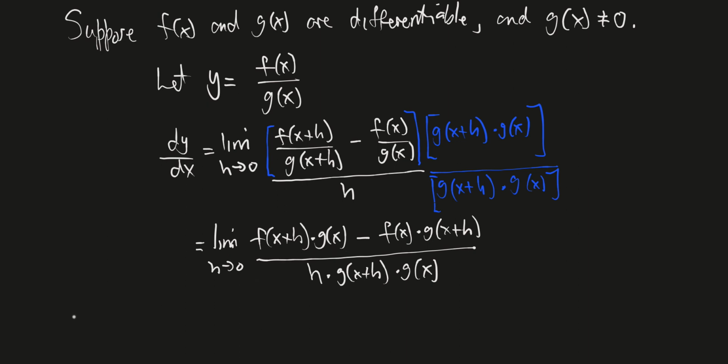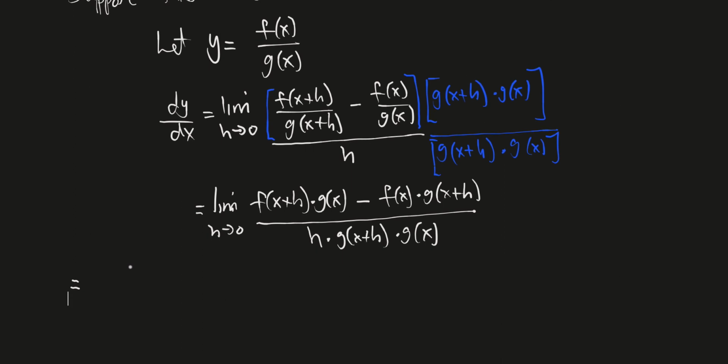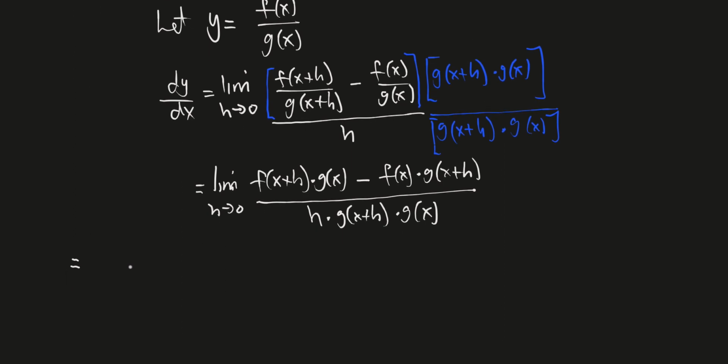So this is where we're going to do another one of those tricks. Like we need to add and subtract something in the numerator that will allow me to factor by grouping. That was the trick that we used when we derived the product rule, and we're going to learn from that and try to add and subtract something here. So what I'm going to do is I'm going to subtract f of x times g of x from this and then add it back in, right? So let's do that.